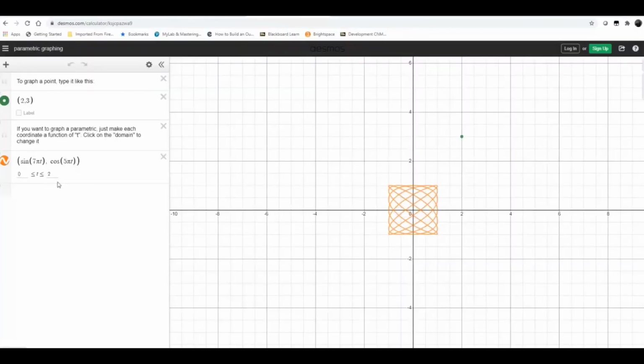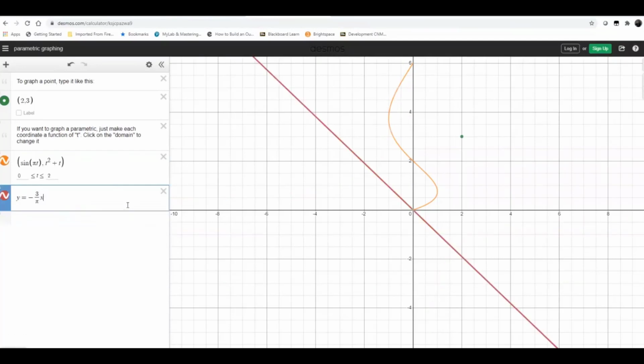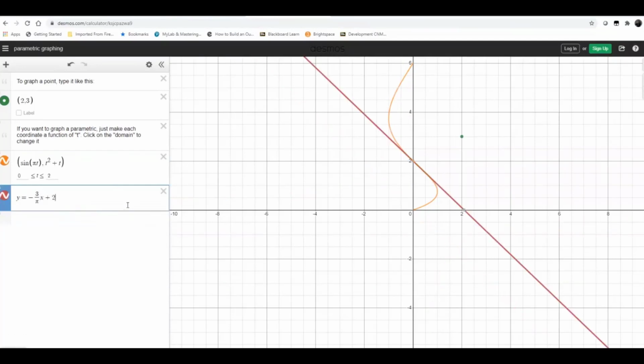So we want to graph this function that we started with, x equals sine pi t. So I'm going to change this, x equals sine pi t, and change the y1, y equals t squared plus t. Let's check out the tangent line graph, right? And so we said the tangent line was y equals negative 3 over pi x plus 2.